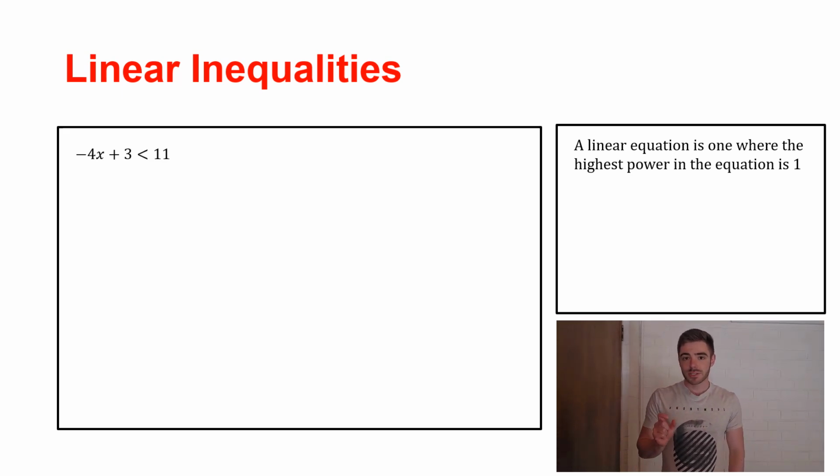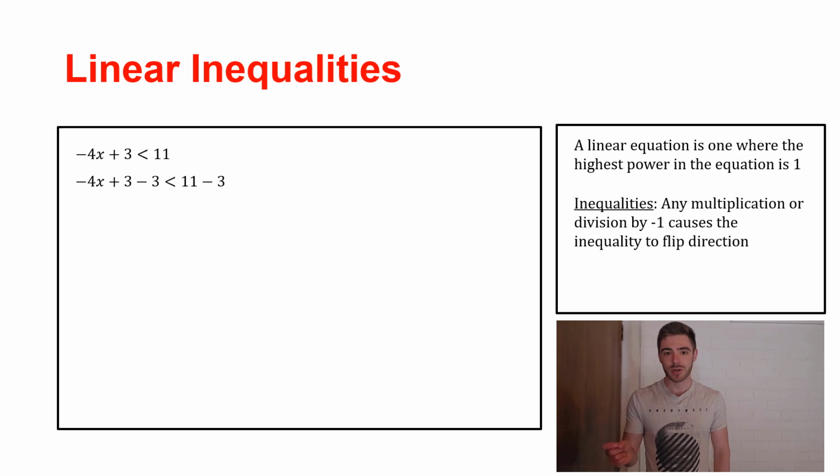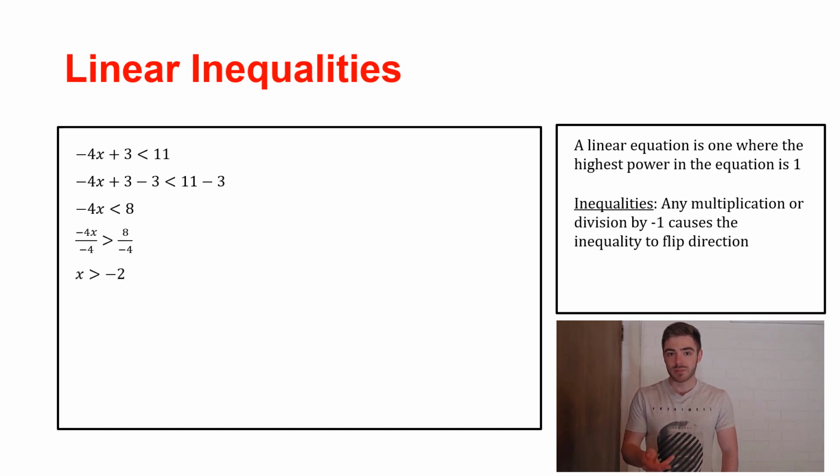Linear inequalities are more or less the same thing as linear equations. There's only one additional thing you need to be aware of, and that's that anytime you multiply or divide by a negative number, the direction of the inequality flips. We still want to get x on its own, and we can start to achieve that if we subtract 3 from both sides. This is not a multiplication or division by a negative number, so nothing else changes. We treat it just like we would for an equation. However, when we get to this stage, we realize we have to divide by negative 4. Because this is a division of a negative number, the direction of the inequality now needs to flip.